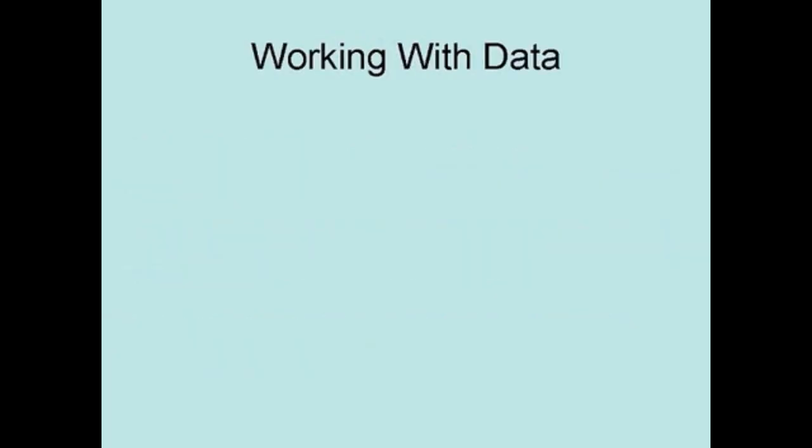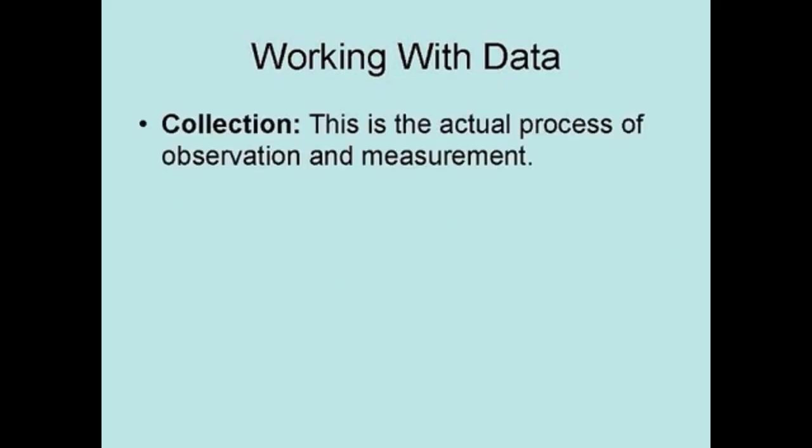Here are the basic steps involved in working with data. Collection is the actual process of observation and measurement. This step has the maximum objectivity, particularly when the data is collected by a measuring device. However, it still depends upon the theory behind the measurements.